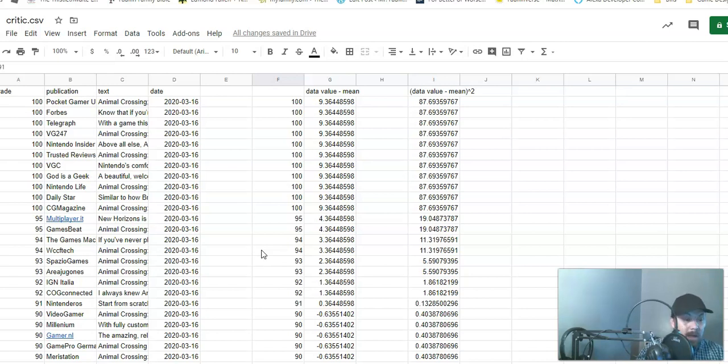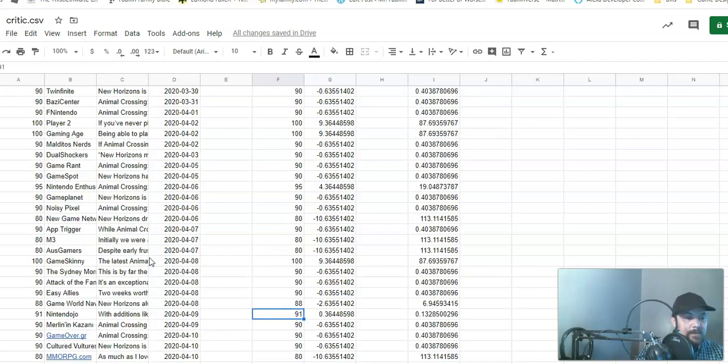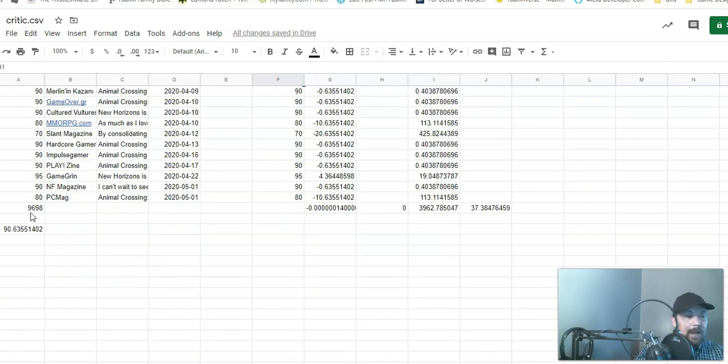So we take our sum, which is 9,698 feet. We divide by 107. And so this number, 90.6, would still be in feet. So the point I'm trying to make is that when you're finding your mean, the units of your mean match the units of your original data set. If the units of your original data set were in feet, then the mean will also be in feet.